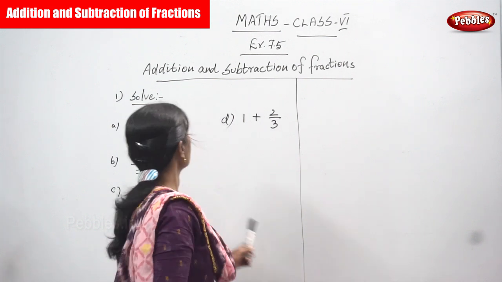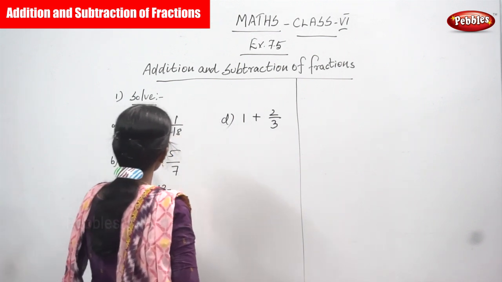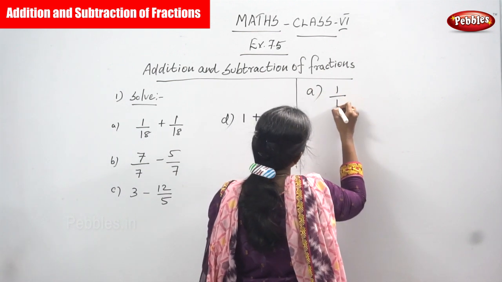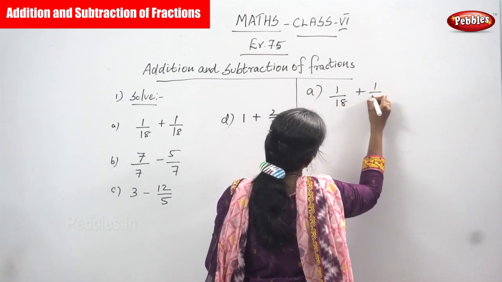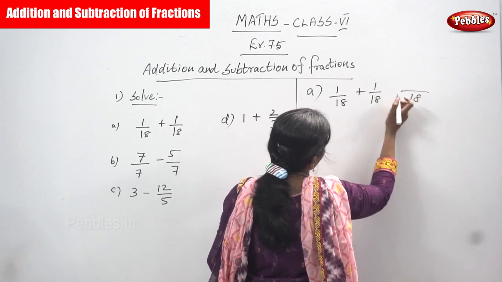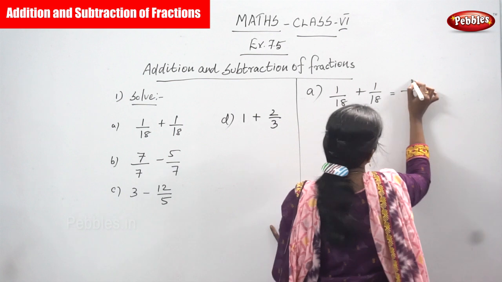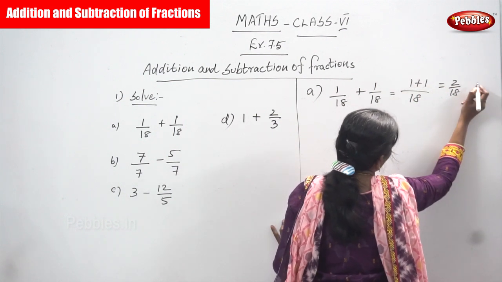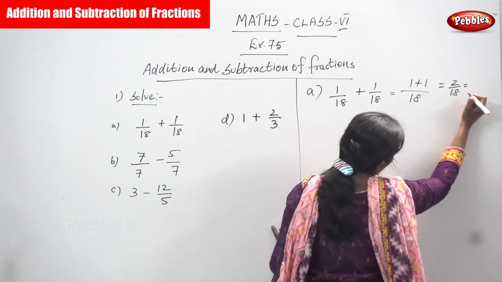Now we are going to see addition and subtraction of fractions. Solve the first question: A, 1 by 18 plus 1 by 18. If the denominator is the same, you have to add the numerators. So 1 plus 1, you get 2 by 18.